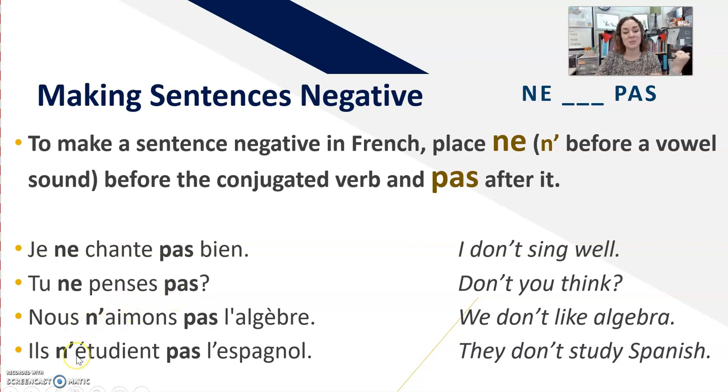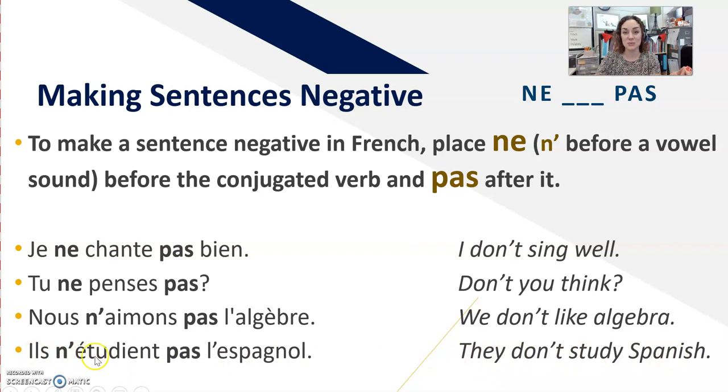Here are two examples where instead of ne, I have an N apostrophe because my verb starts with a vowel. So we don't like algebra becomes nous n'aimons pas l'algèbre. Nous n'aimons pas l'algèbre. Notice that the N apostrophe almost sounds like there's no break there and you want it to be very flowy and smooth. Nous n'aimons pas l'algèbre. And then they don't study Spanish.